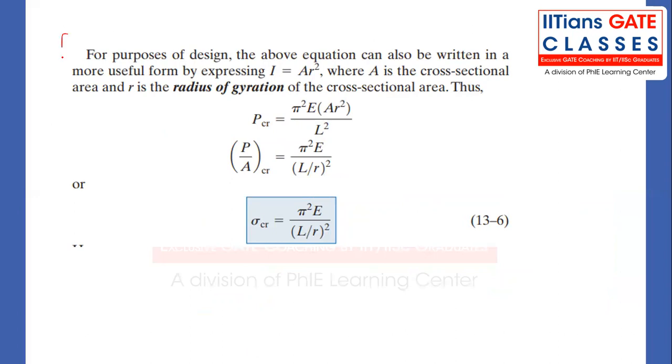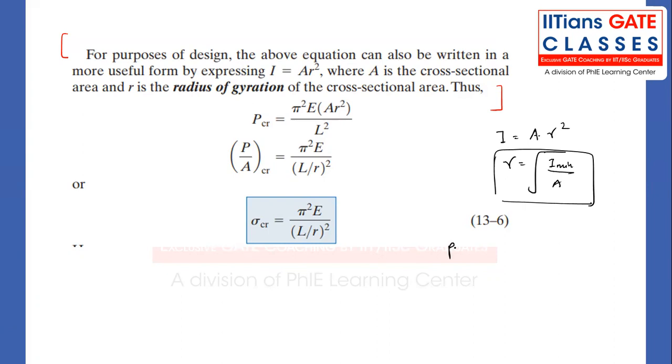One more thing which is very important in case of column: for the purpose of design, we use the radius of gyration, right? Gyration is very, very important. We define I is equal to A into R square, where R is nothing but the square root of minimum moment of inertia divided by area. R is the radius of gyration. So P critical is pi square EI minimum, which is A into R square, divided by L square.